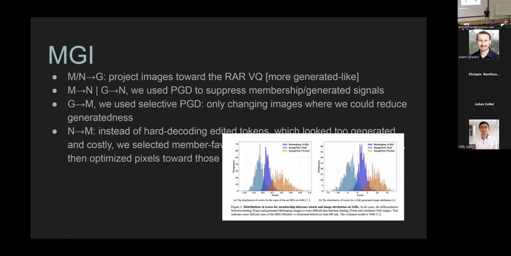We create the tokens using the RAR SPD, and then we optimize the pixels towards the latent token targets. Explain a bit more, how was it done? Oh, no, sorry, I can't. Okay. Any more questions?